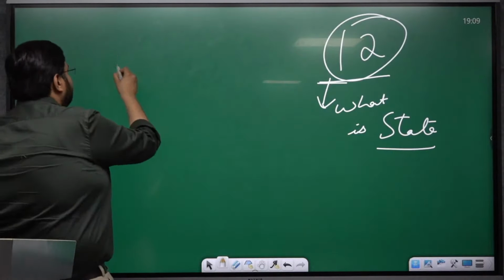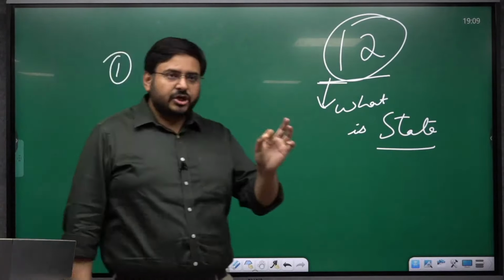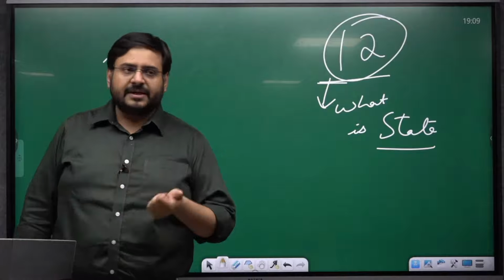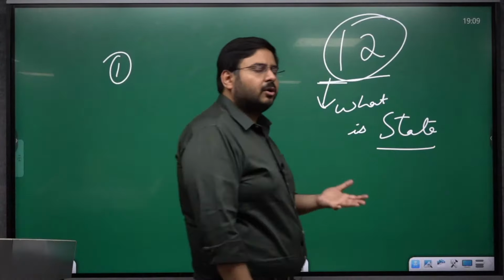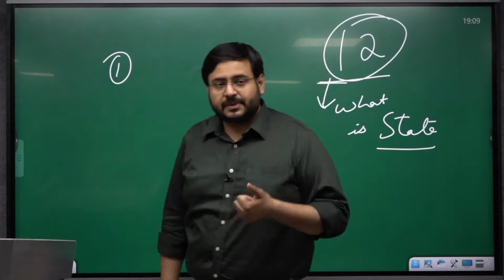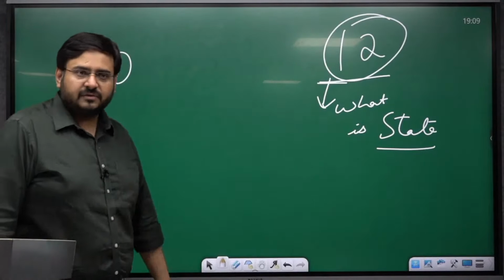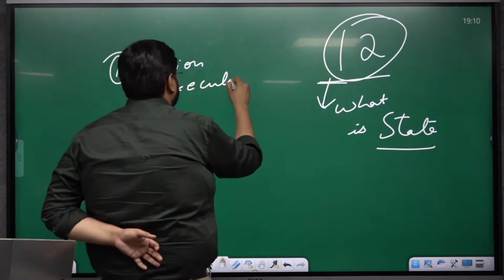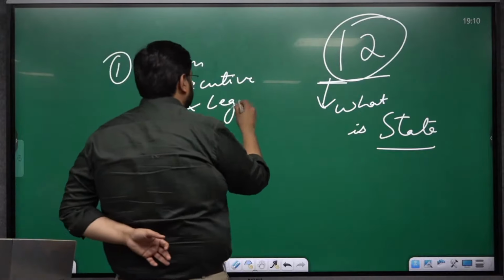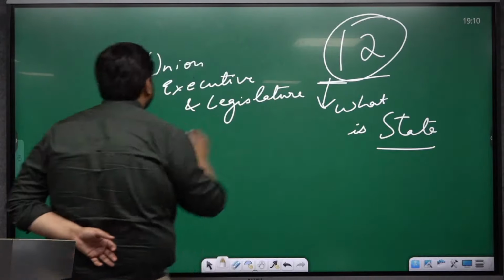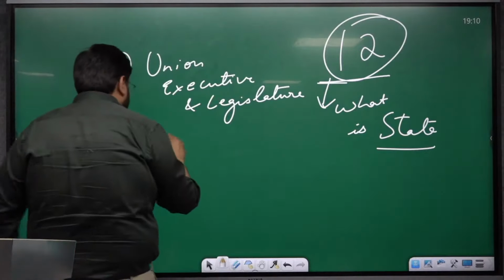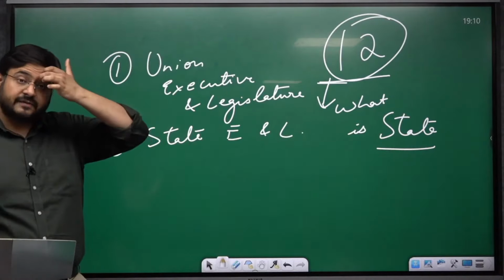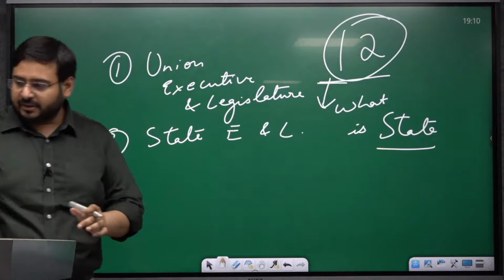We are giving you the understanding. First, the executive and the legislature body of the union. Union executive. That means President, Vice President, Prime Minister, Council of Ministers and Attorney General. Union legislature, it means President, Lok Sabha, Rajya Sabha. They are the part of the state. Second, the state executive and legislature. The state executive and legislature will be the part of the state.